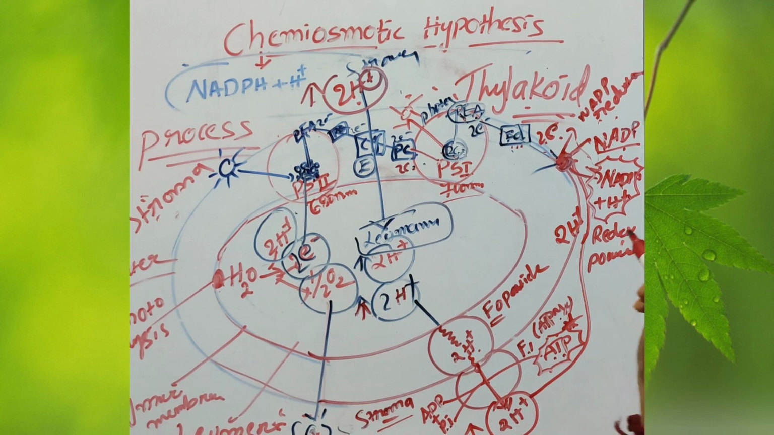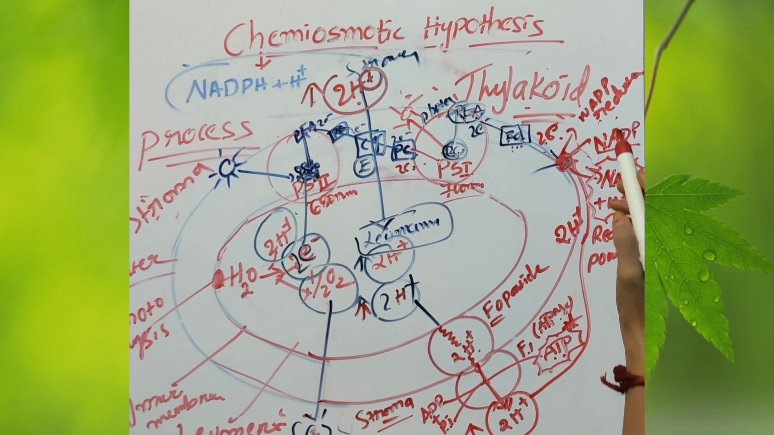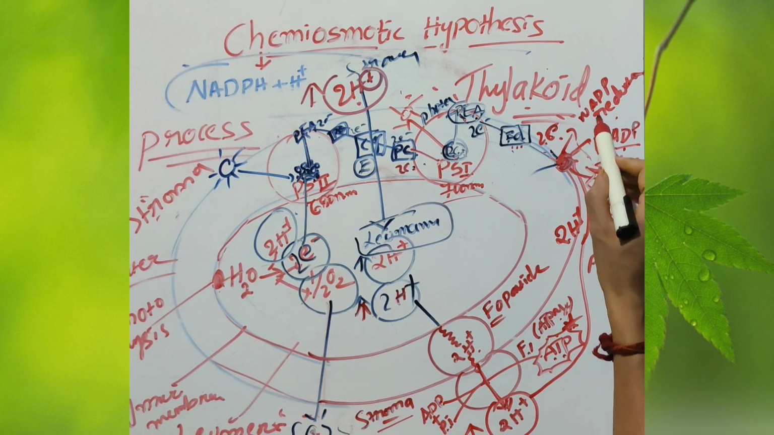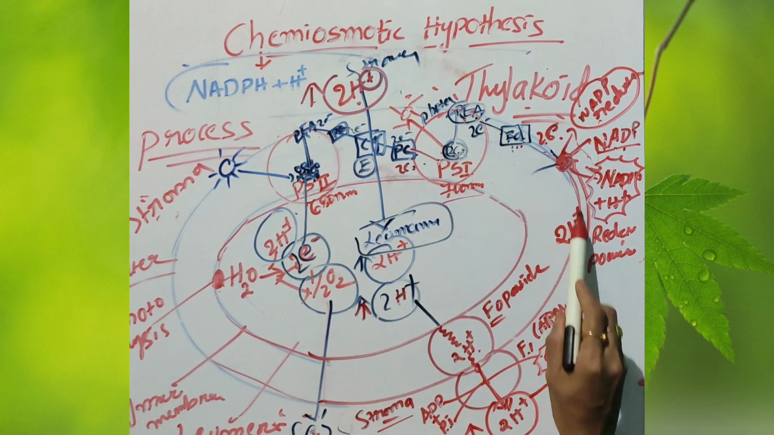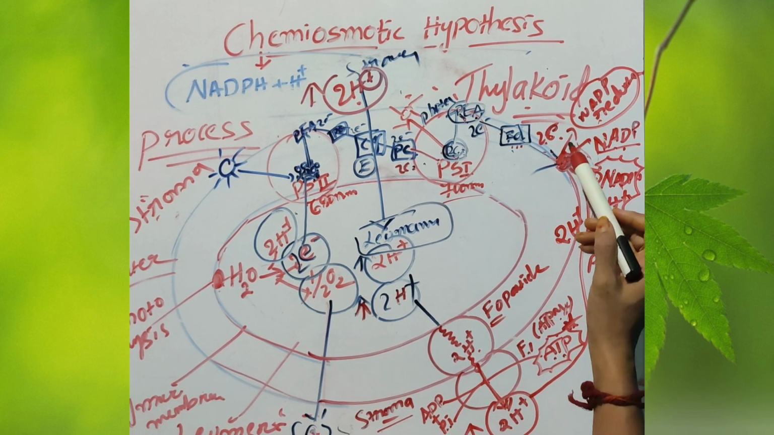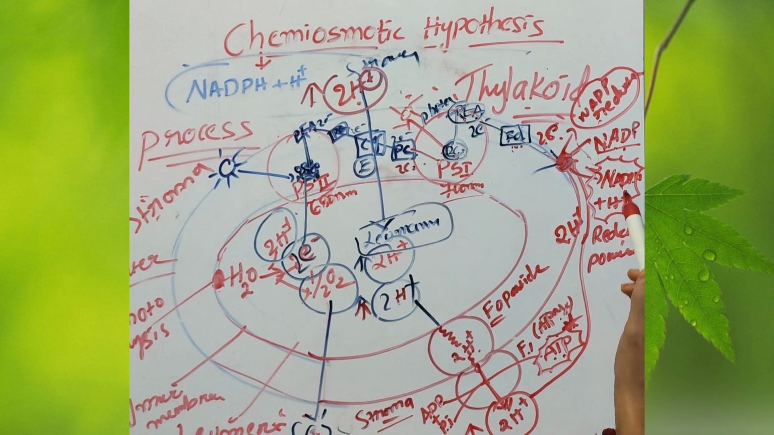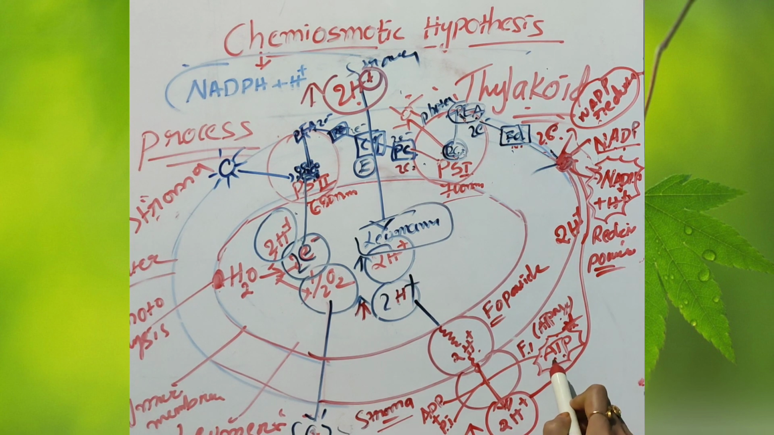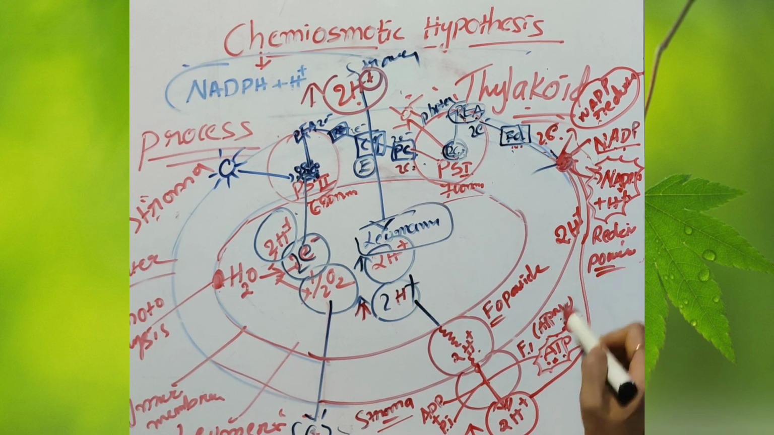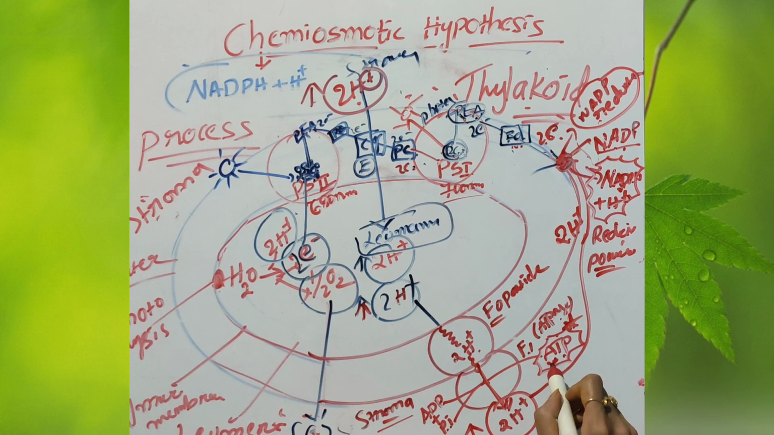What is the substrate for the synthesis of NADPH? 2 electrons, 2 protons and NADP with the help of the NADP reductase enzyme. The NADP reductase enzyme is located on the outside of the thylakoid membrane. So these are very important for the synthesis of NADPH, the reducing power, and so for the synthesis of chemical energy. What is the chemical energy? NADPH and ATP molecule. These two are the chemical energy for the dark reaction.